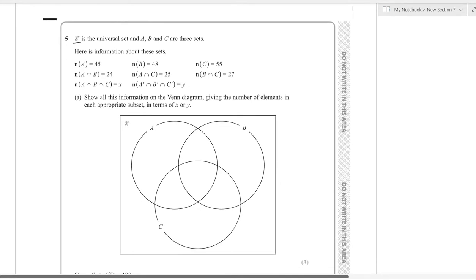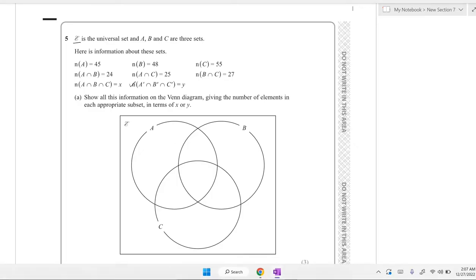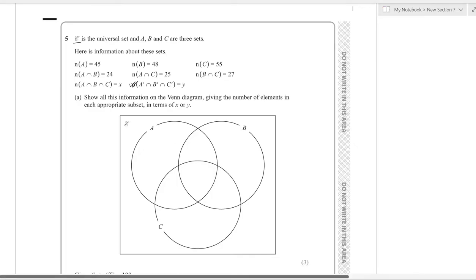So at first, part A asks you to represent all the information in the set Venn diagram, right? So at first I'm going to focus on this last set, that is the number of elements inside A prime intersect B prime intersect C prime. It basically means that these elements are not inside any of the sets, not in A, not in B, and not in C.